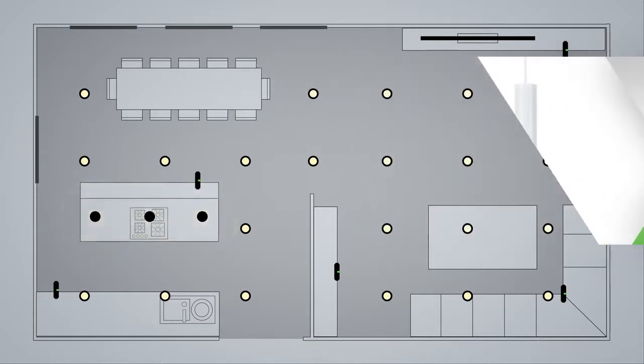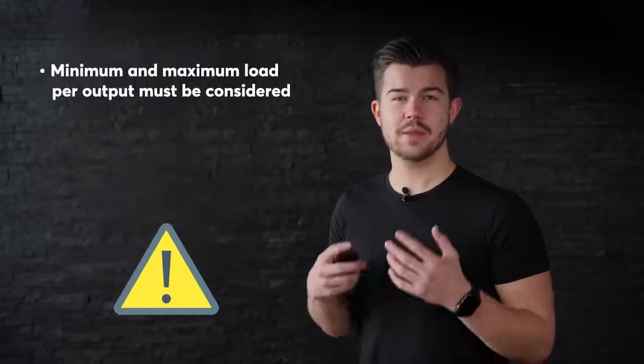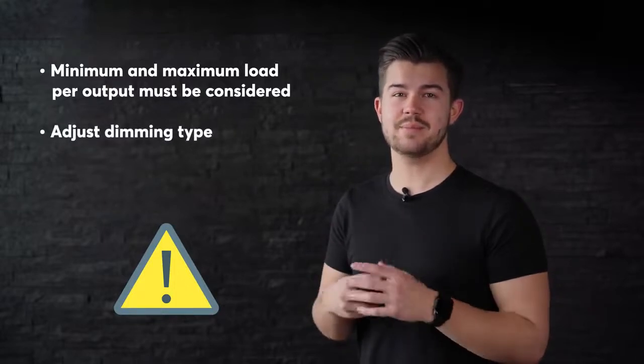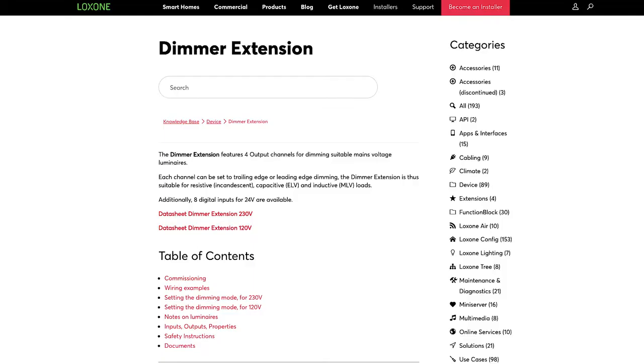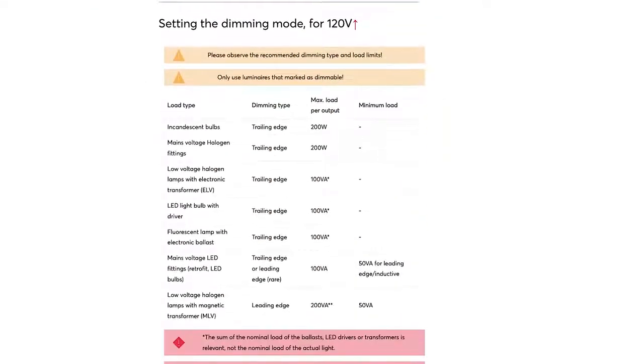And last but not least, I'll also add a pendant light, which will be dimmed using one of the outputs on the dimmer extension. But be careful, there are a few things to consider for lights controlled via the dimmer extension. For example, the minimum and maximum load per output must be considered. The dimming type always plays a decisive role, and all the information about the Loxone dimmer extension can be found, as always, in our online documentation.